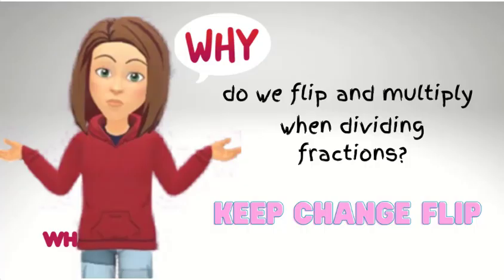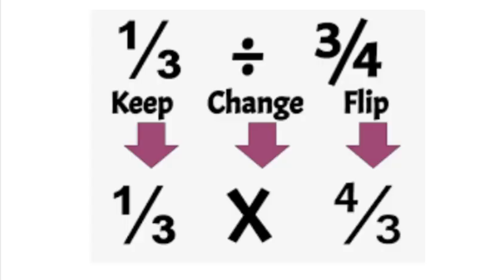Why in the world do we flip the second fraction when dividing? Who decided that? And why does it work every single time? In this video, I'm going to answer that question. It's a question that math students have asked for years. Why do we flip and multiply when dividing? It doesn't make sense. Are math teachers just making up rules, or is there a reason why this works?